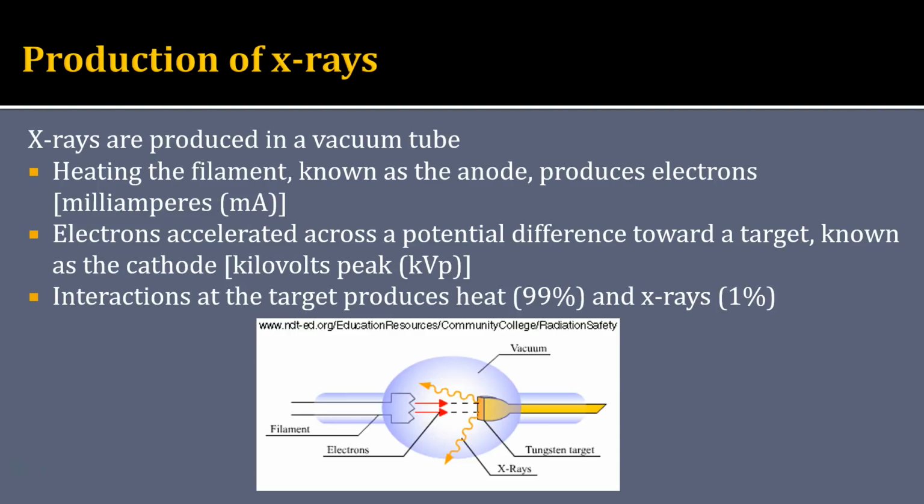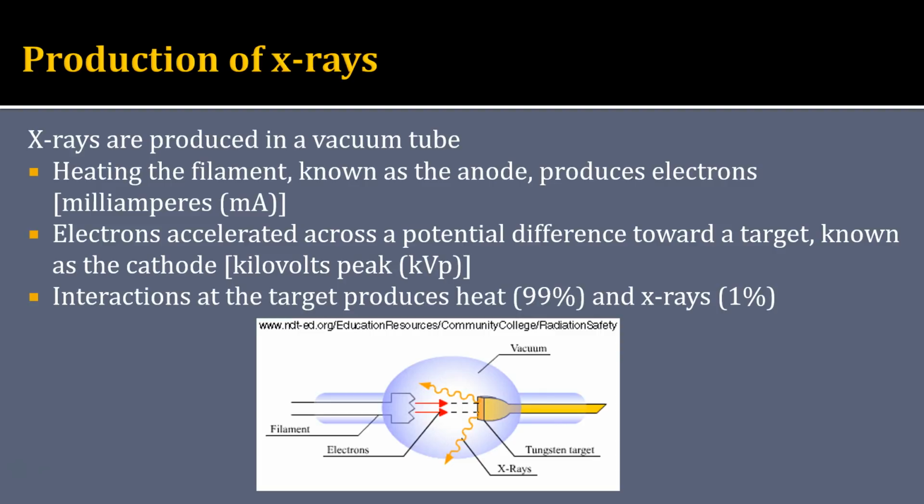X-rays are produced in a vacuum tube, which is housed in an X-ray tube. In that vacuum tube, we have a filament, which is known as the anode. We need to heat that filament, and when we heat it, it produces electrons that boil off and hang around it in a cloud. We have to put a current on, and for those of you who have helped take radiographs, this is your mAs setting on the X-ray equipment.